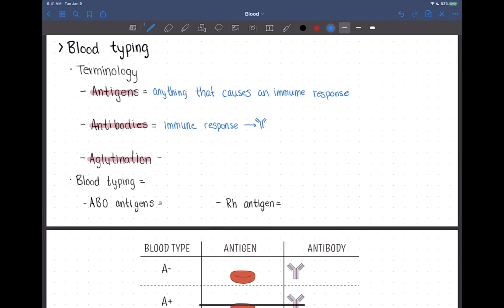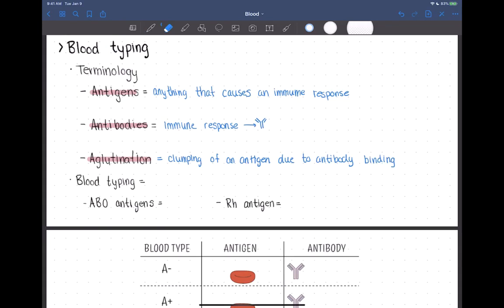Agglutination is clumping of an antigen due to antibody binding.